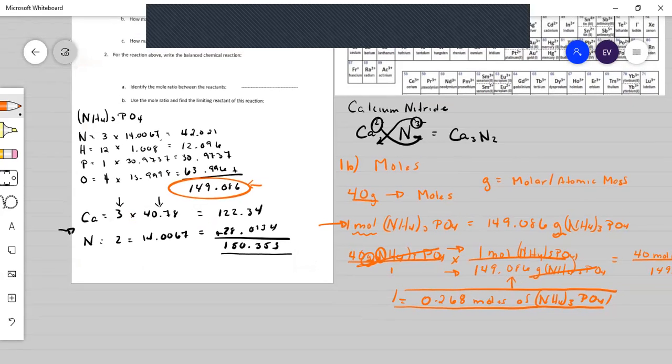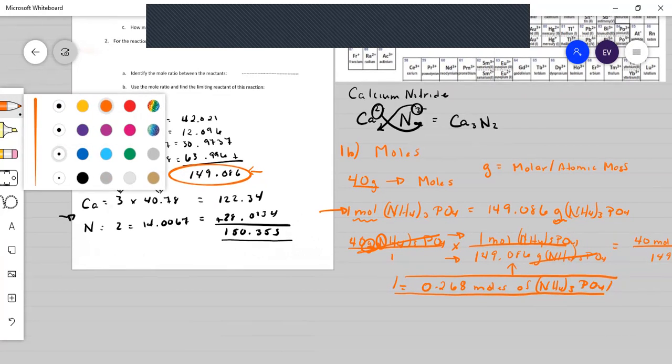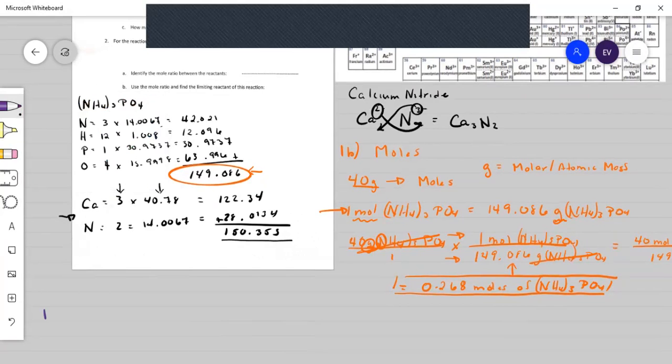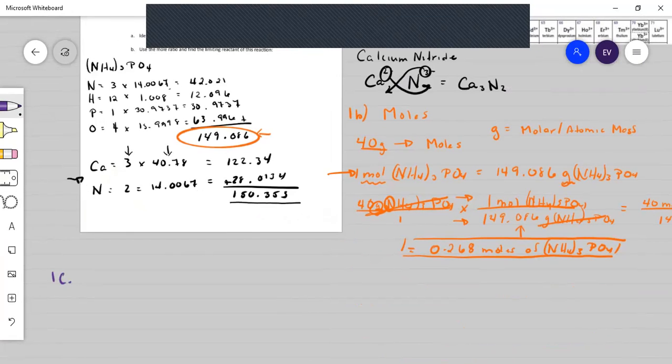All right, let's move on to question 1C. Question 1C is asking for how many moles of calcium nitride do you have? Now, you're probably thinking, well, we can do the same thing. Well, you can and you can't, okay? Because calcium nitride is in a solution, all right? And it gives you this information here. It gives you 130 milliliters at 2.6 molar. So we just took notes on this the other day.